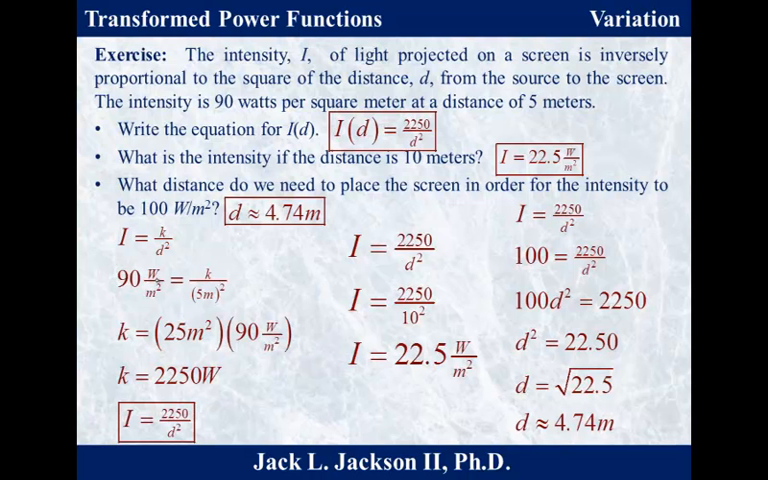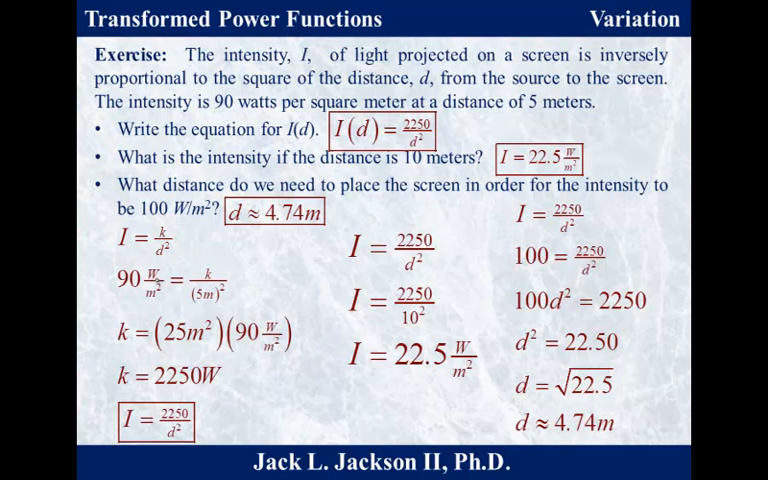And I switch sides also, so move k to the left too. So k equals 25 square meters times 90 watts per square meter. Notice that the square meters cancel, and so we get watts. And 25 times 90 is 2,250, so k is 2,250 watts. So I is 2,250 watts over d squared. If you plug in d in meters, then I is going to be in watts per square meter. So our formula, I as a function of d, is 2,250 watts over d squared.